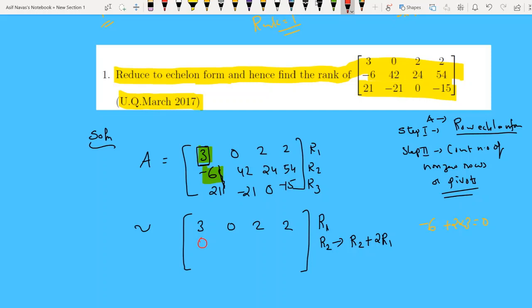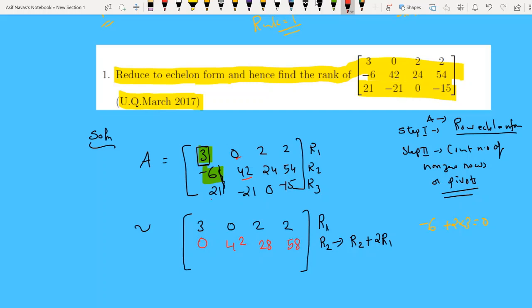Now what happened here? 42 plus 2 into 0, that is 42. Now what is here? 28. And here 58. Good.